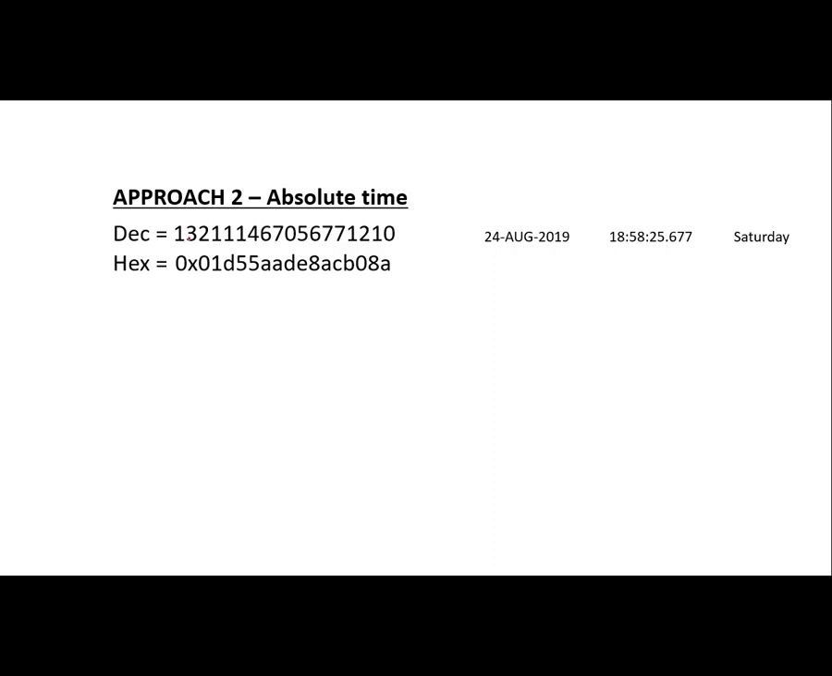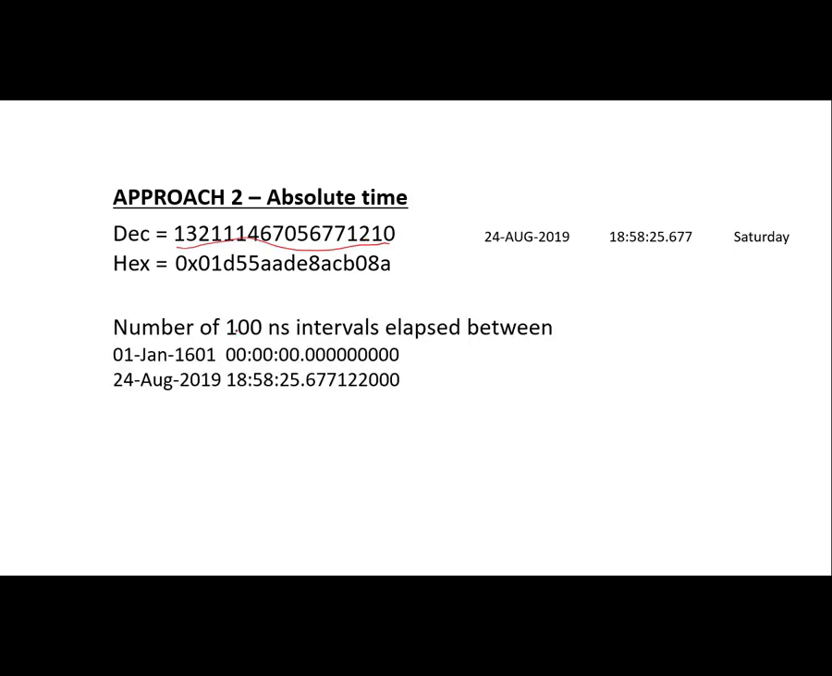The second approach to represent time is using an absolute value. The date time that we saw in the previous example, the 24th of August 2019, can also be represented by this 18-digit number. So if you look at this number, it's a bit confusing because in no way, shape or form it looks like the 24th of August 2019, right? So what is this number? This number is basically the number of 100 nanosecond intervals that have elapsed since the midnight of 1st January 1601 till the point you are measuring time, which is somewhere in 24th of August 2019.